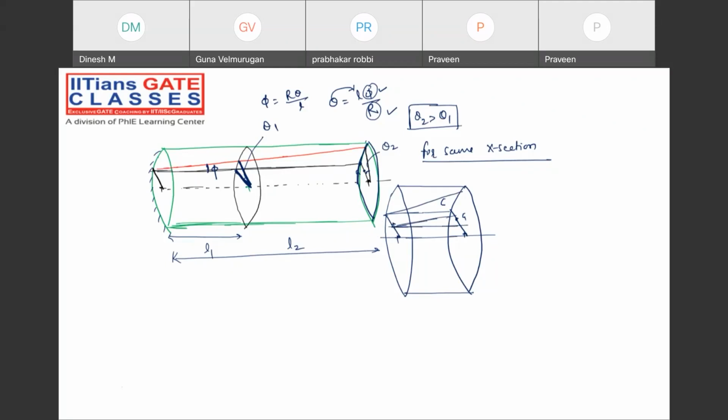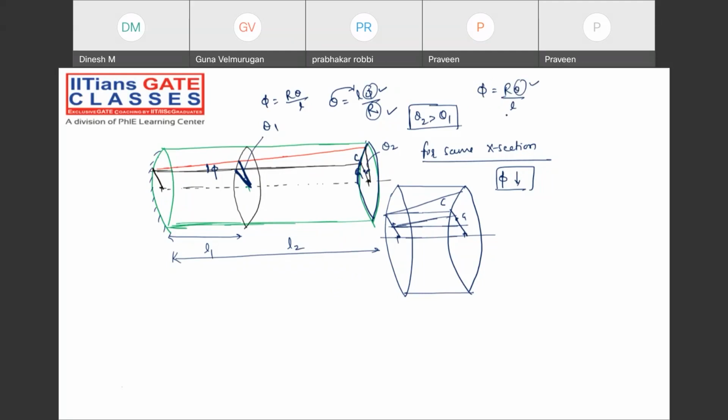The phi value will decrease. Why would it increase? The phi value will decrease, my dear friend, for the same cross section. For the same cross section, the angle of twist will be the same. Use this formula, phi = r theta by L. For the same cross section, the theta value will be the same. Theta is the same for the C point and the G point, because whatever the angle of twist for this one, the same angle of twist is there for the C point also, because they are at the same cross section.